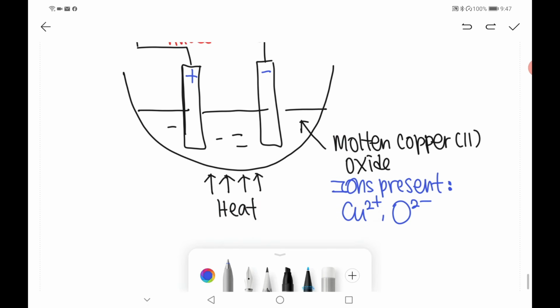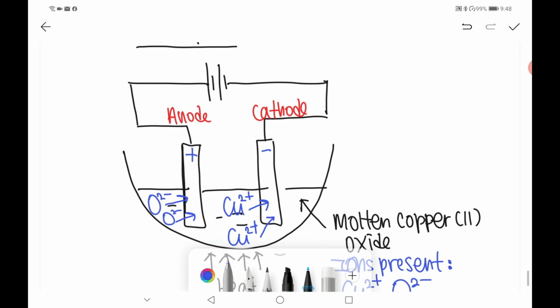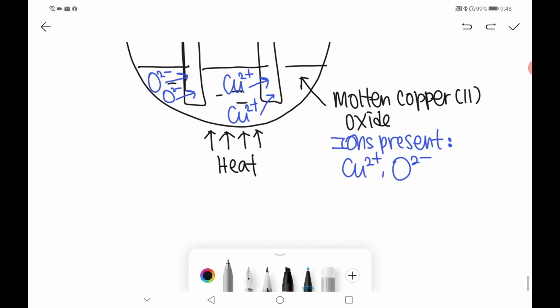So now we need to know where the ion will go. Ion always goes to the opposite charge electrode. Positive ion will go to the negative electrode, so Cu2+ will come here. Negative ion will go to the positive electrode, so O2- will come over. So make good use of the diagram, because when you have the diagram, you can imagine what is happening.